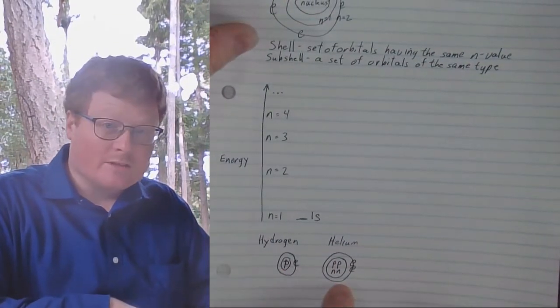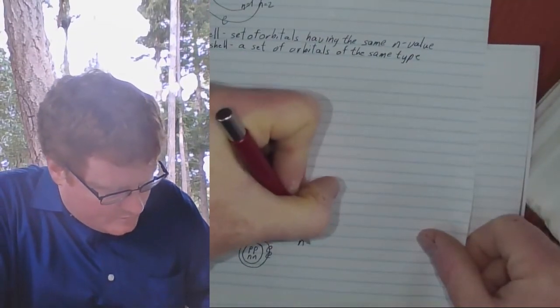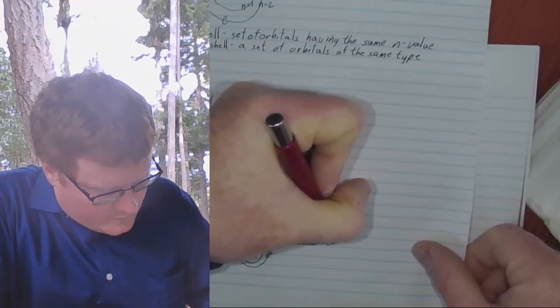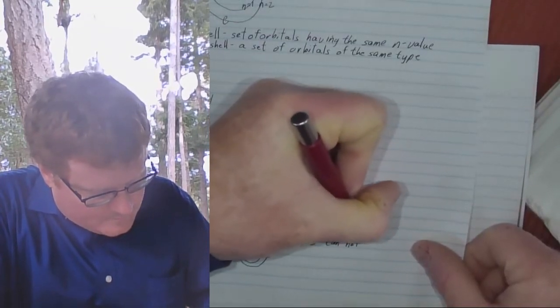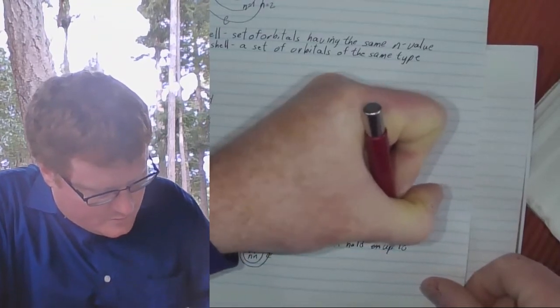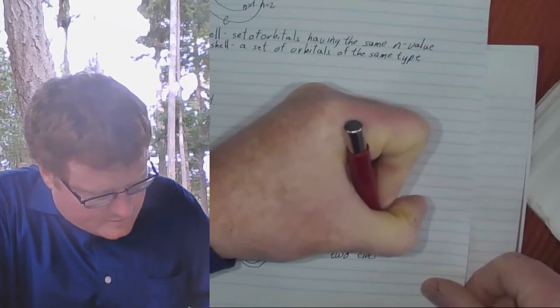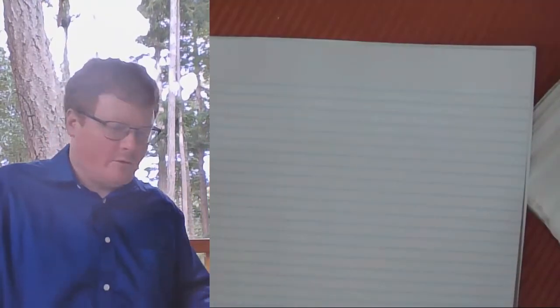We've established 2 electrons in the first orbital. So n equals 1 can hold up to 2 electrons. All right, wonderful.